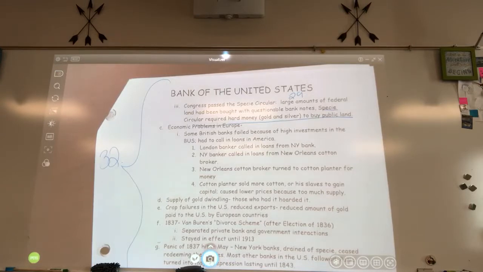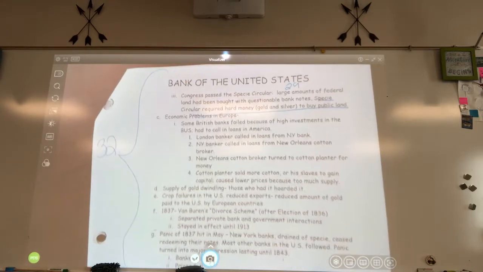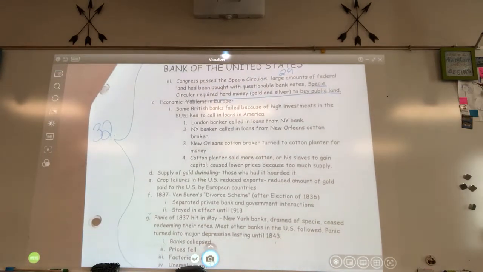We're gonna see there's economic problems in Europe and some British banks are failing and they're gonna call in their investments in America. They call up those banks, they say, hey, we need our loan back. So the New York banker has to call in his loans, get people to pay. And so the cotton broker is gonna call the cotton farmer saying, hey, I need your money now. He sells all his cotton, but now what has happened to the price of the cotton? It's gone down. And we're gonna see that it causes lower prices.